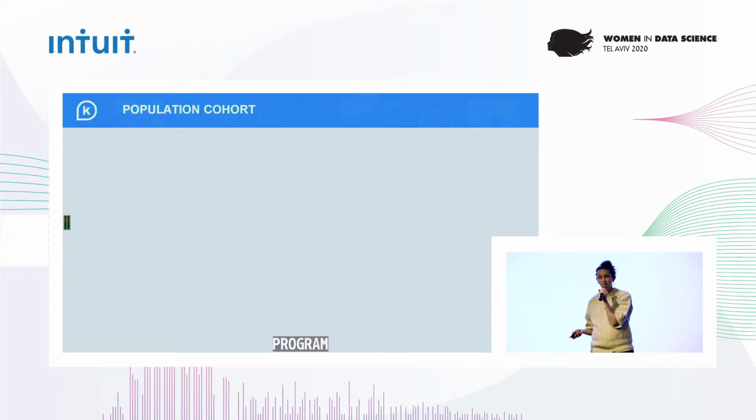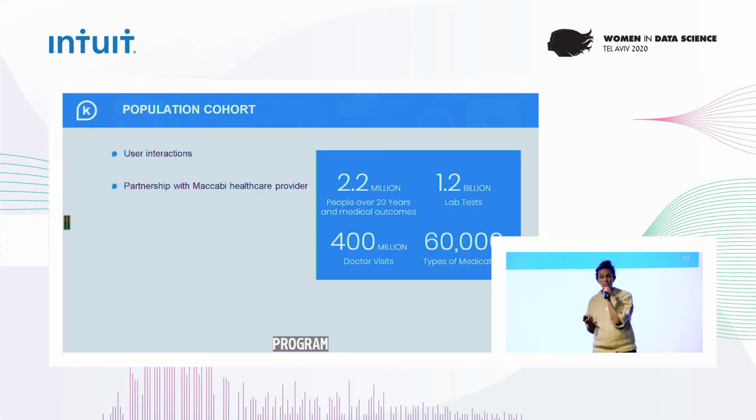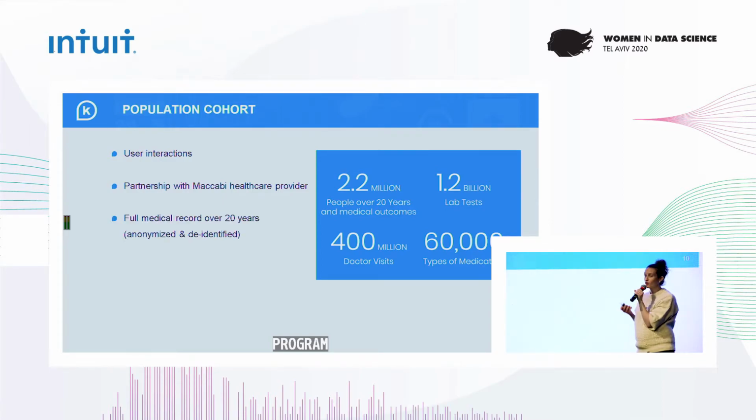And at KeHealth, we have data from our users, who interact with us. And we also have a partnership with Maccabi Healthcare System. So all in all, we have over 2.2 million patients and the full medical records over 20 years, which are also anonymized and de-identified. And it's also considered rich coverage because we have information from visits to our family physicians, but also from visits to alternative medicine.